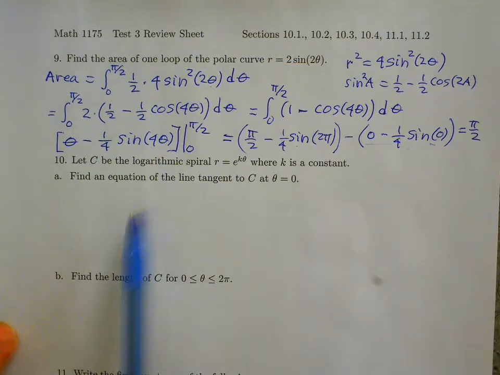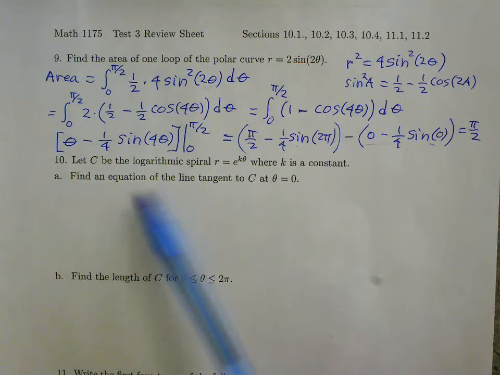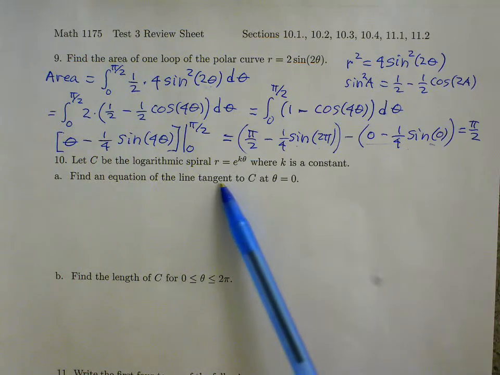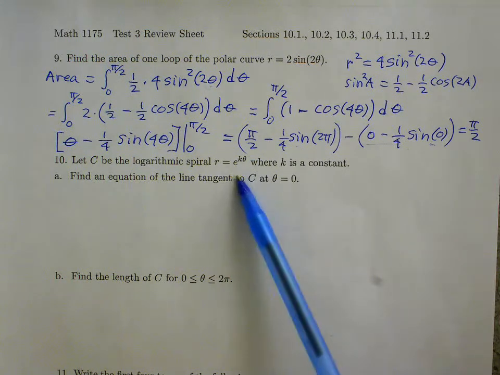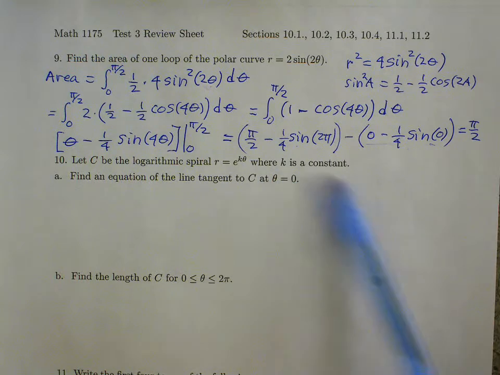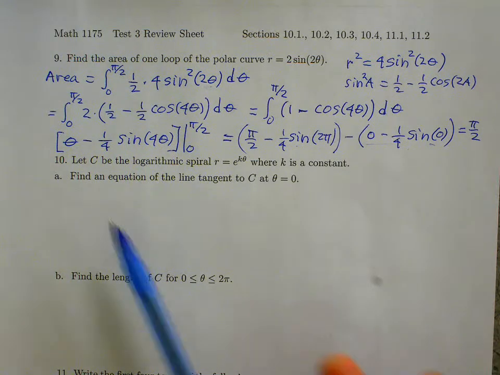Okay, for this next problem, let C be the logarithmic spiral r equals e to the k theta, where k is a constant. I don't think I gave you enough room, at least for this first part. I set aside a piece of scratch paper somewhere. So I'm going to rewrite this so that we have more room on another piece of paper.